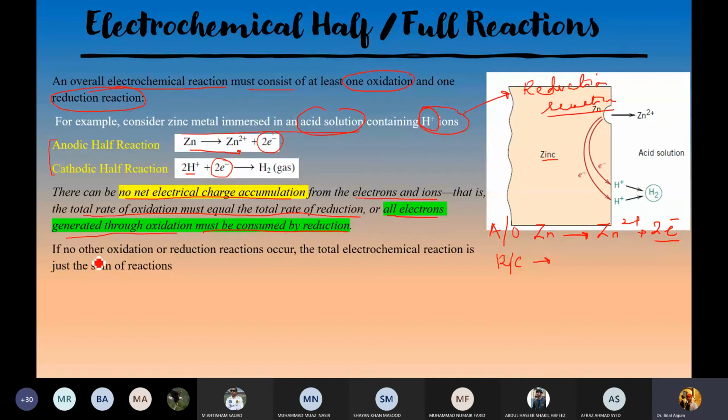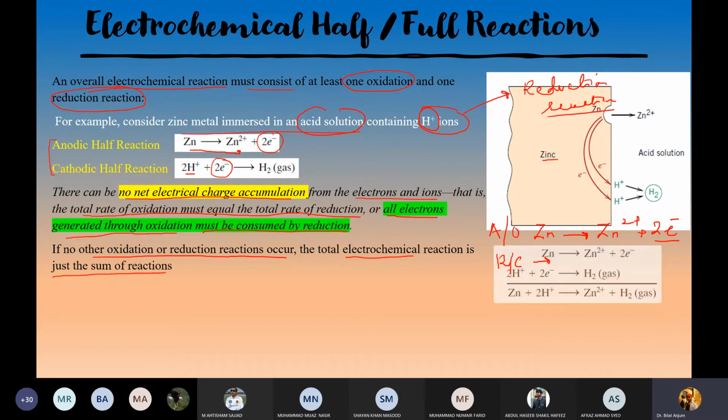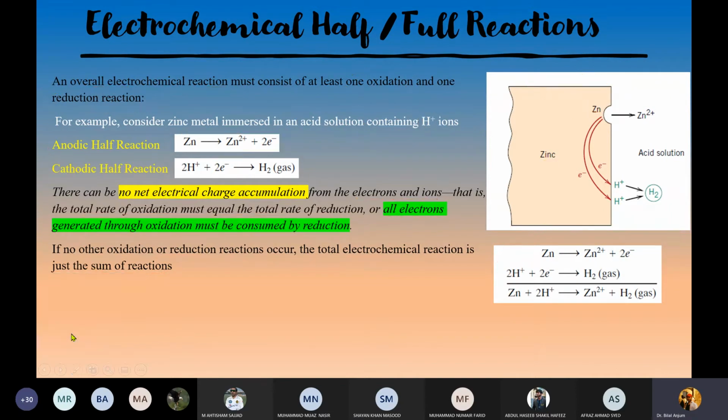If no other oxidation or reduction reactions occur, the total electrochemical reaction is just the summation of the two reactions, the anodic and cathodic reaction. So what you'll do is add the two, electrons would cancel out, and you'll have zinc going to Zn2+ and hydrogen ions converting into hydrogen gas. This is the overall electrochemical reaction that is taking place.